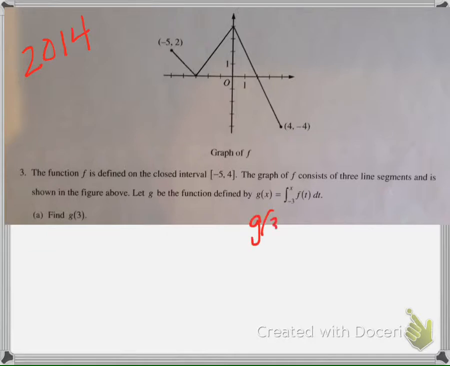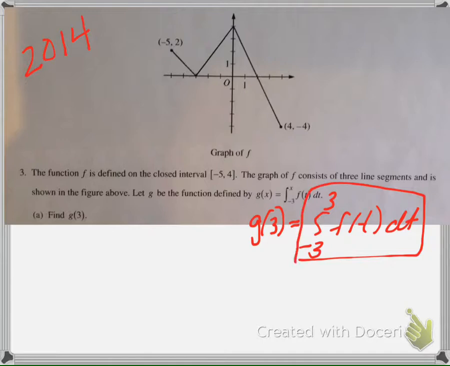If we want g of 3, that means wherever there's an x, we're going to put a 3. Then you need to recognize that this notation means the area under the curve from -3 to +3. So we're talking about this little triangle over here, and then this big triangle over here.